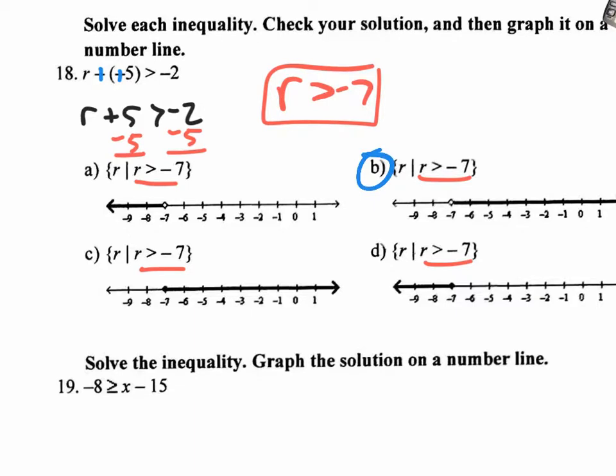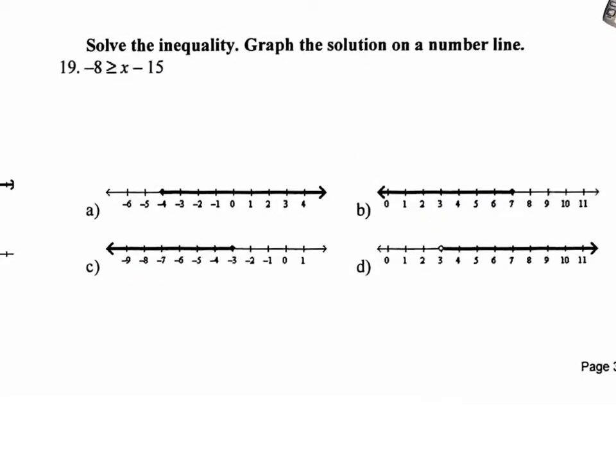Now, if you get confused with that, just think about this inequality. It looks like an arrow telling you to go that way. Okay? Anyway, let's move on. 19. Solving, I need to get the x by itself on the right side. I'm going to go plus 15 to get rid of that minus 15, plus 15.